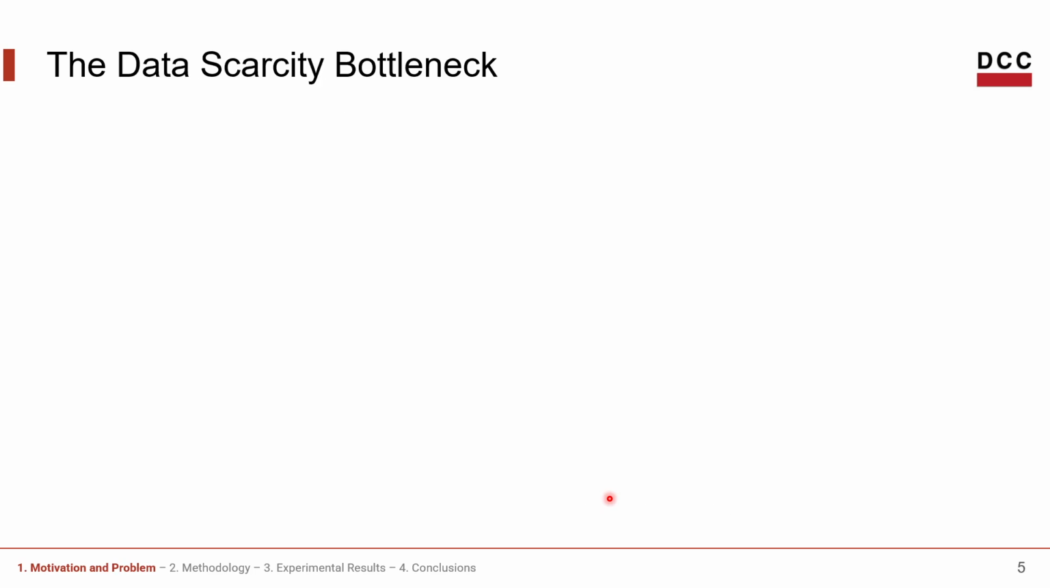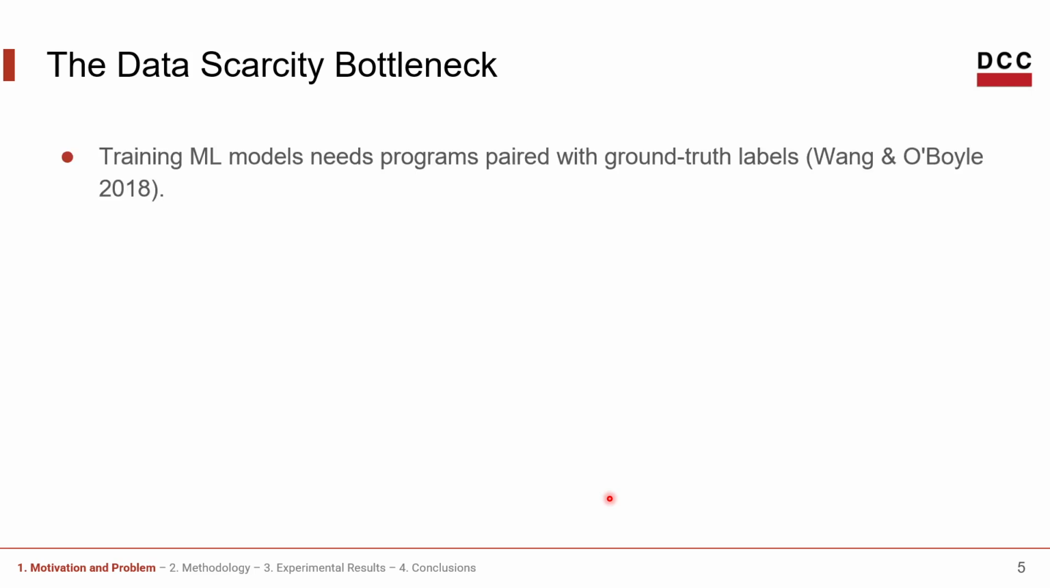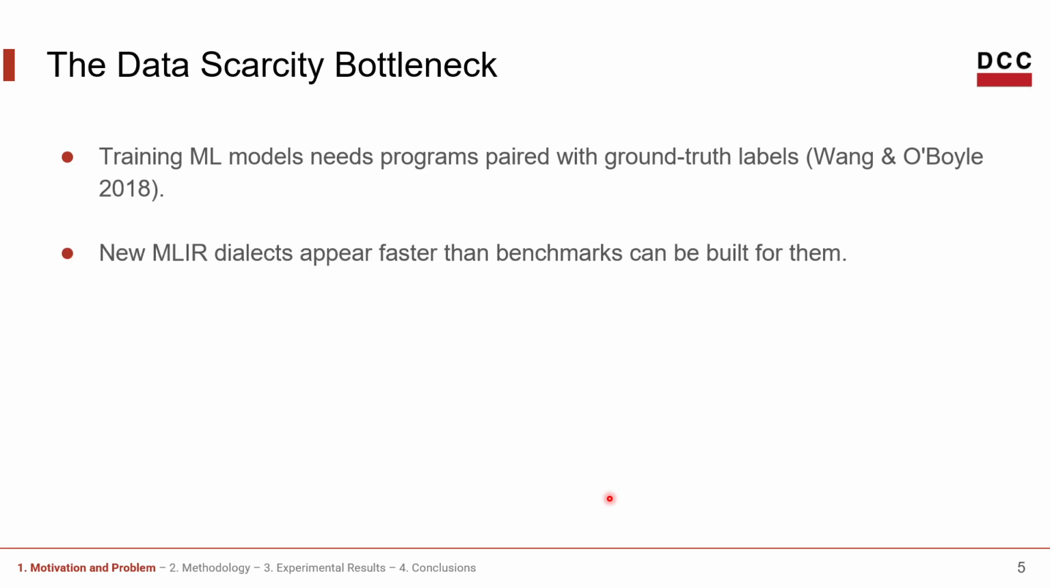And now, here's the core problem that my thesis is trying to address, which is related to data scarcity and the need of retraining models. It comes from the fact that these compiler models usually need a lot of labeled data available for training. And the problem is that new MLIR dialects, for example, that can get created quite fast, end up not having enough benchmarks built for them.